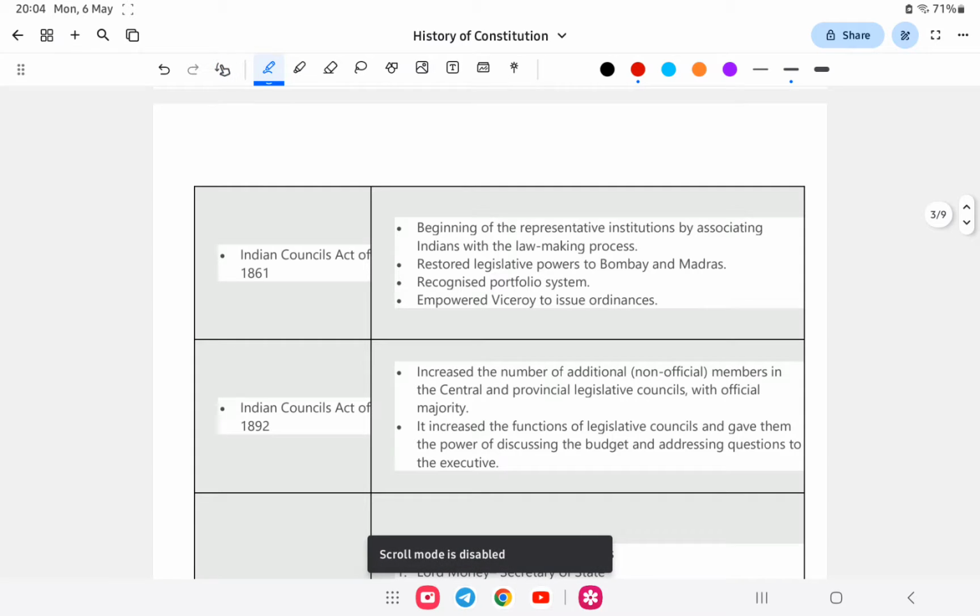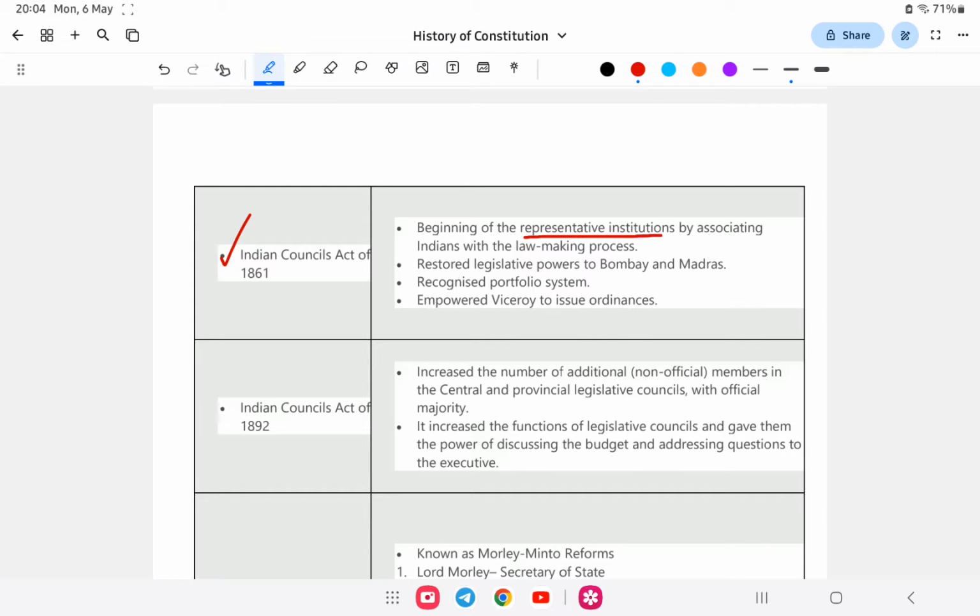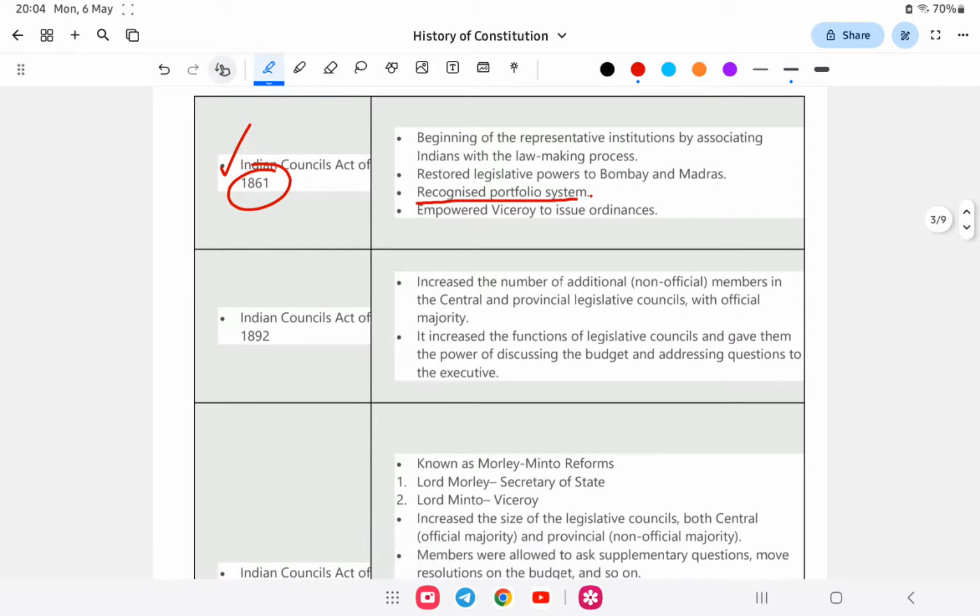So after 1858, next in 1861, the Indian Councils Act of 1861 was passed. Representative institutions began with the law making process, a recognized portfolio system, and the Viceroy could issue ordinances. Portfolio system means, for example, the PWD minister and the health minister each have a portfolio. So this portfolio system was brought by the Act of 1861. So the 1861 Act is important for the portfolio system.